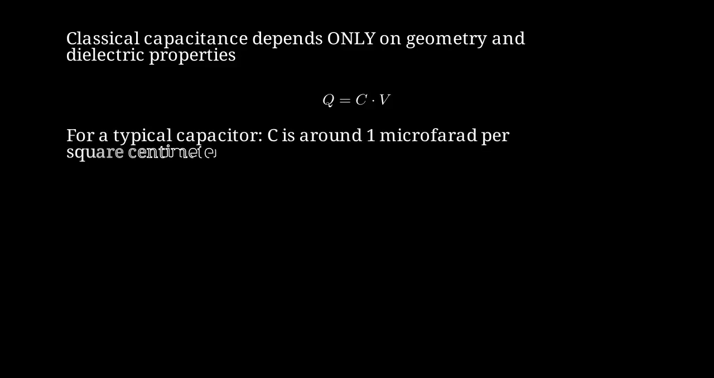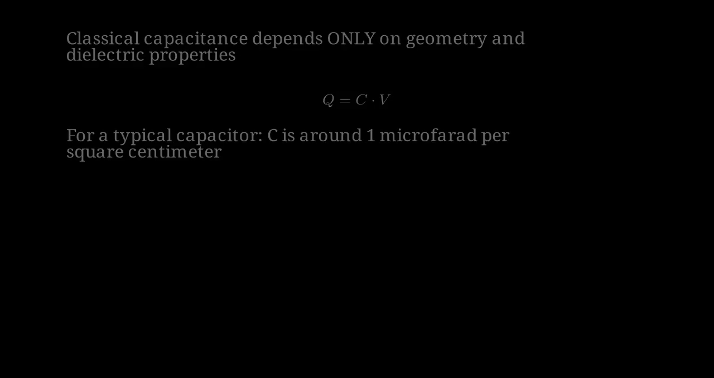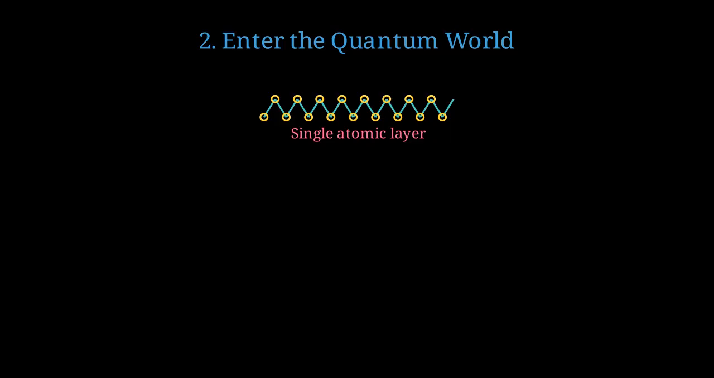For reference, a typical capacitor has capacitance around 1 microfarad per square centimeter. Keep this number in mind as we explore quantum effects. Now, what happens when we shrink down to atomic scales in two-dimensional materials? In materials like graphene, we have just a single atomic layer. The material is so thin that quantum mechanical effects dominate.